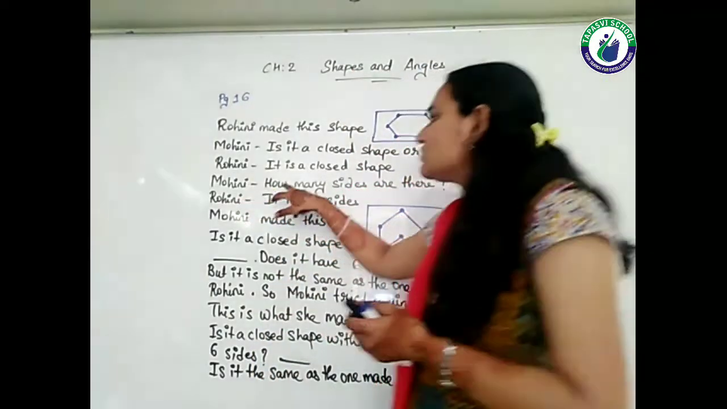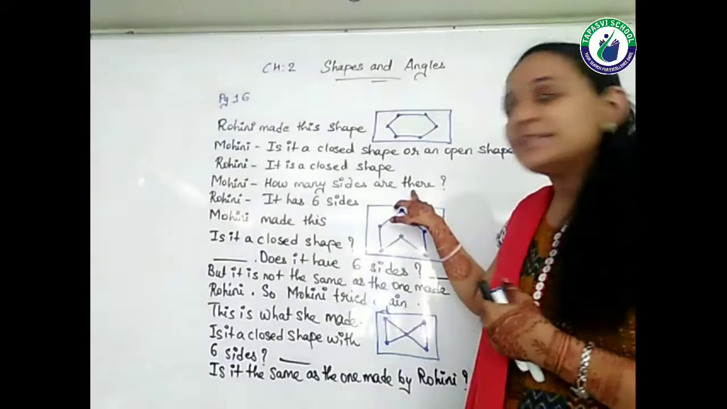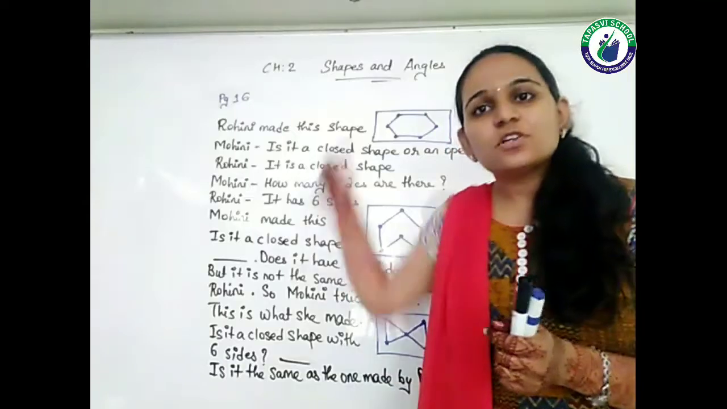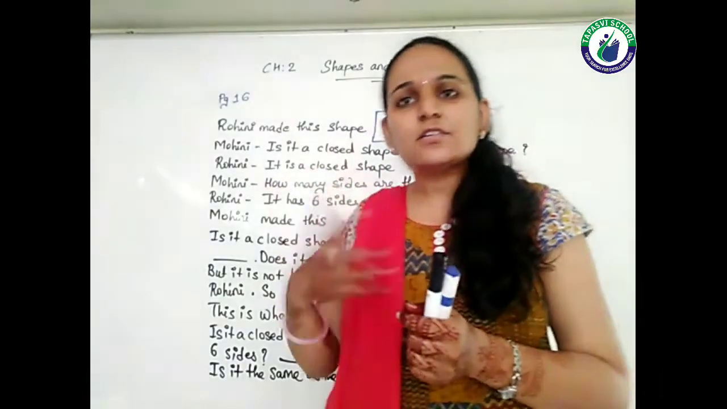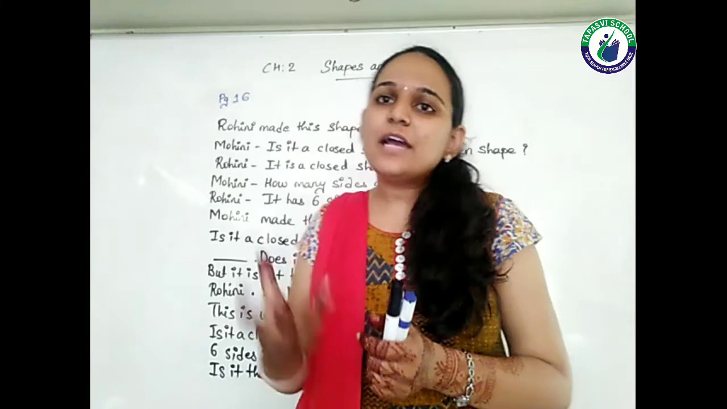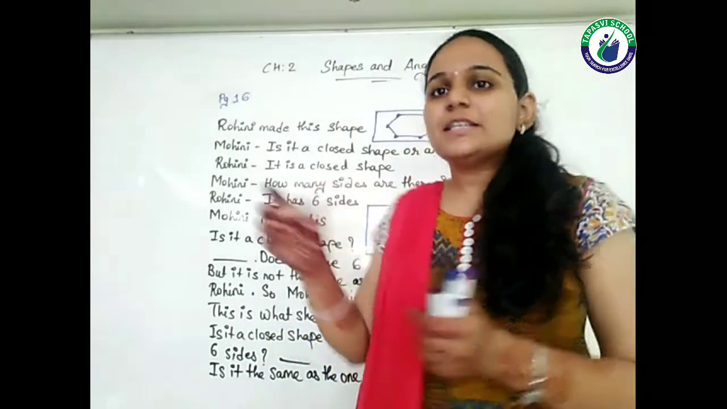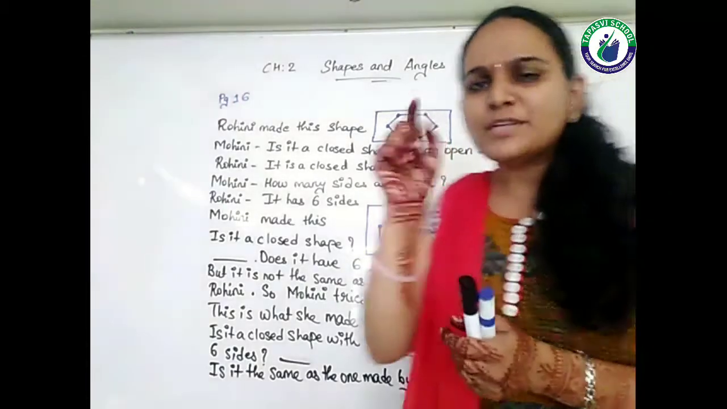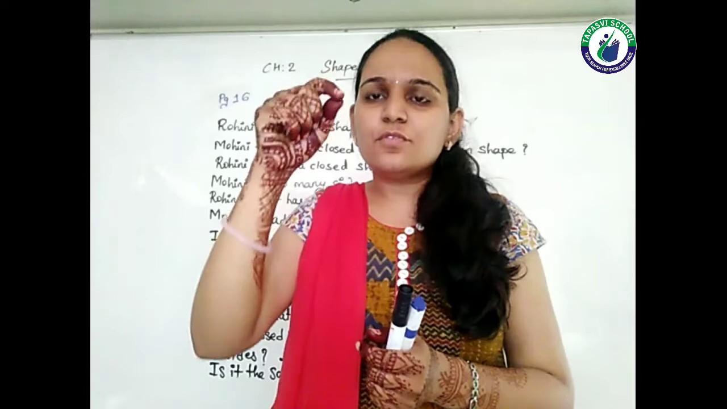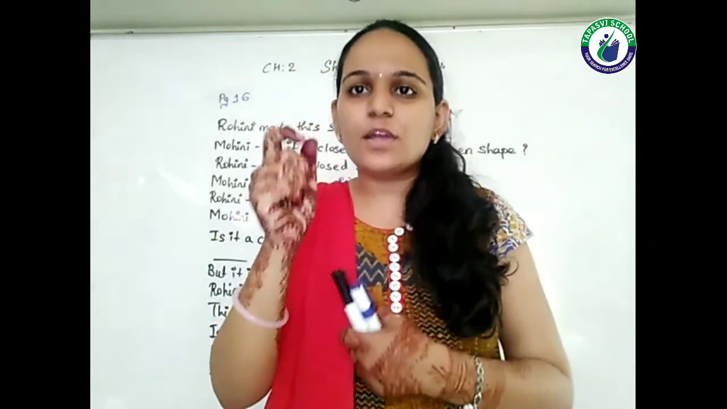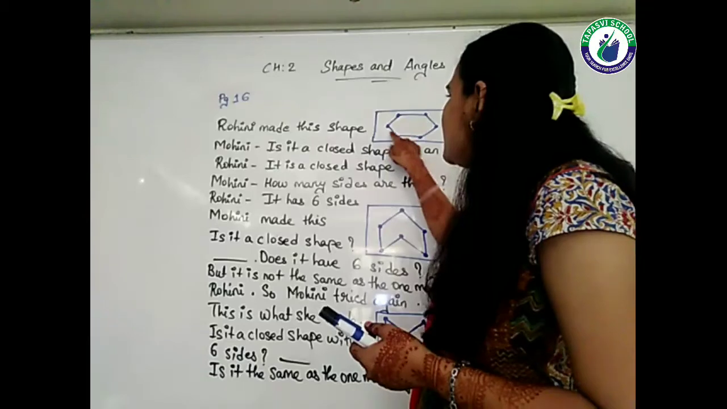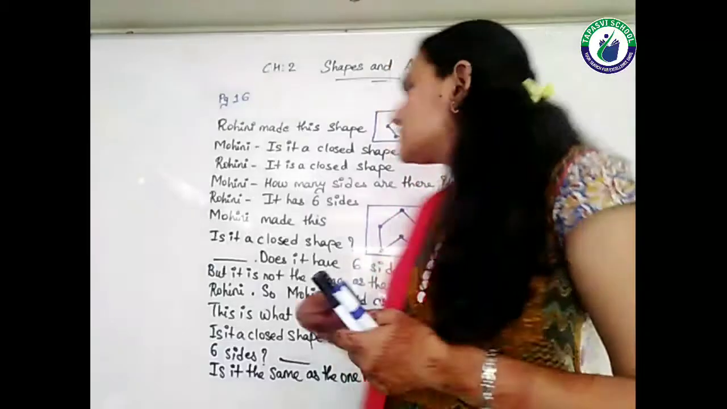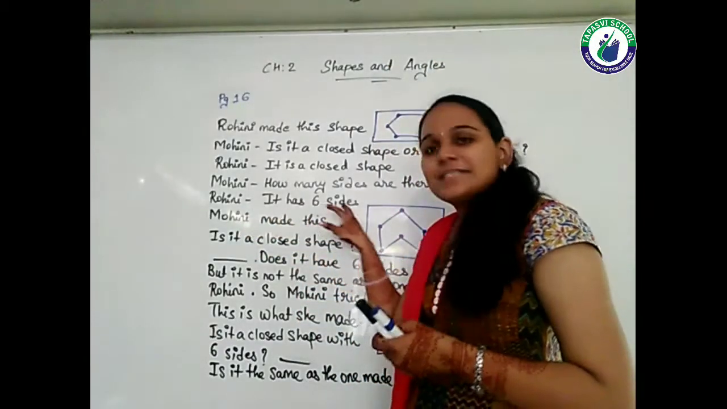So Mohini is asking Rohini, how many sides are there? So Rohini is telling that it has 6 sides because the figure is made up of 6 sides. Here the kids are playing with the help of matchsticks. So you can see that the edges are gold-colored. If you have seen a matchstick, the front end is always black. So you can imagine that these are your matchsticks and these are the front ends of the matchsticks. Rohini is replying it has 6 sides.